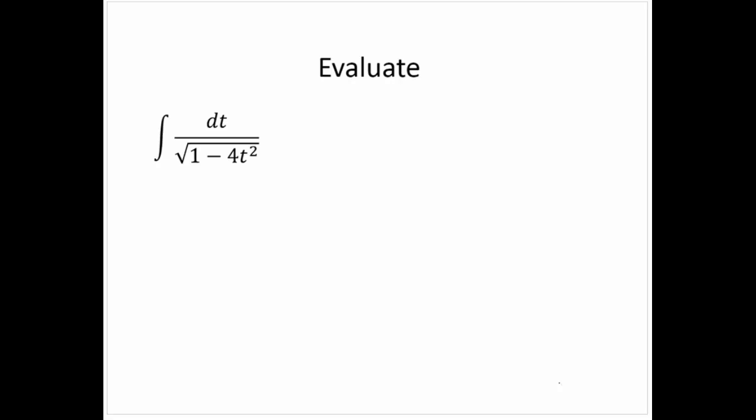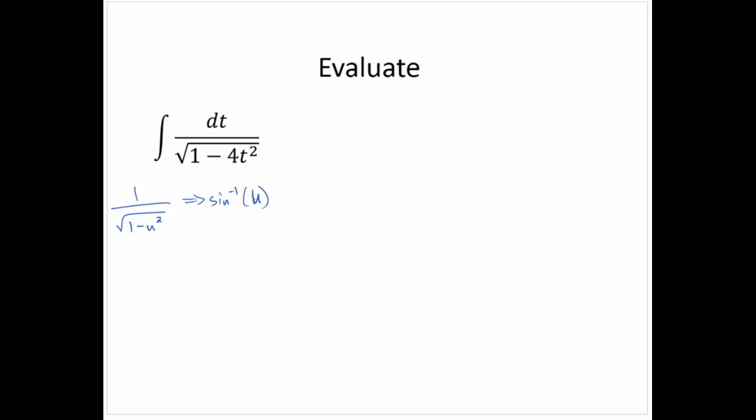Evaluate the integral of dt over the square root of 1 minus 4t squared. Alright, so this is pretty close to one of the forms we already are aware of. That almost looks like, if I could make it look like this, that would go to sine inverse of t. I should say of u. Okay, so, but it's not exactly right. I don't have a 1 minus u squared, I have a 1 minus 4t squared.